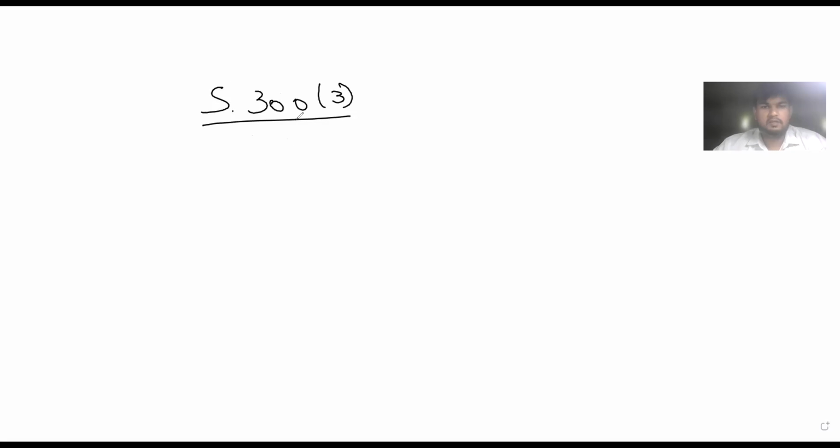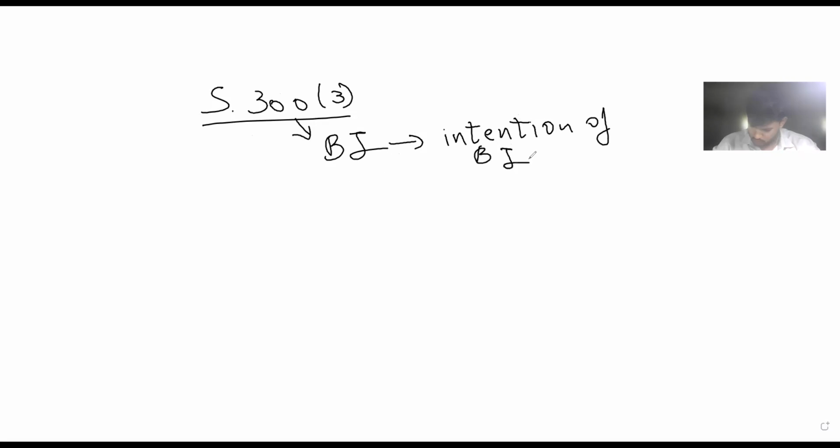Okay. Firstly, again, they are talking about bodily injury. Got it? They are talking about bodily injury. Then they are talking about intention of causing bodily injury. Okay. Then this bodily injury in 302, they talked about knowledge of offender.